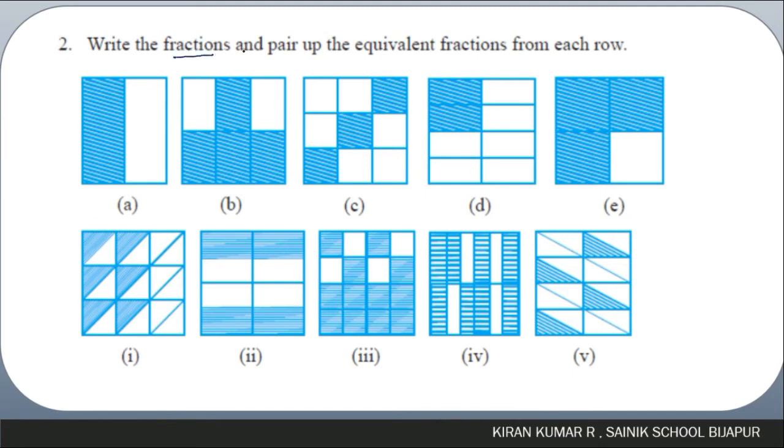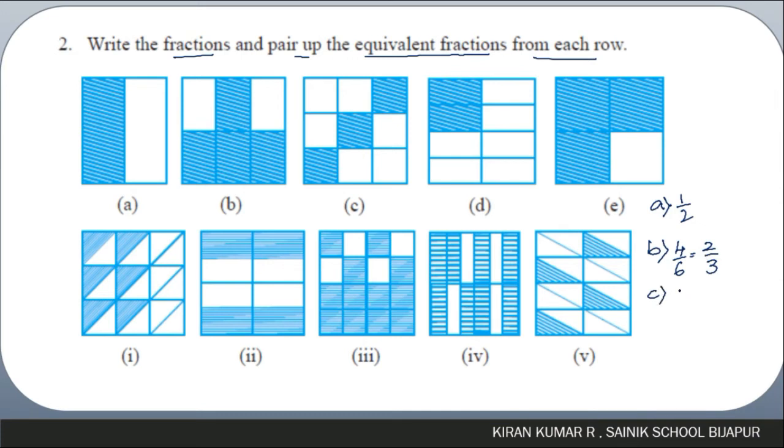Write the fractions and pair up the equivalent fractions from each row. Look at, there are 2 rows here. One of the rows is represented with alphabets A, B, C, D, E. The next row is represented with the numbers 1, 2, 3, 4, 5. We need to match them. Before matching them, let me take only the first row. In the first row, A represents 1 by 2. In the second, we have 4 parts shaded out of 6 parts. It is nothing but 2 upon 3.